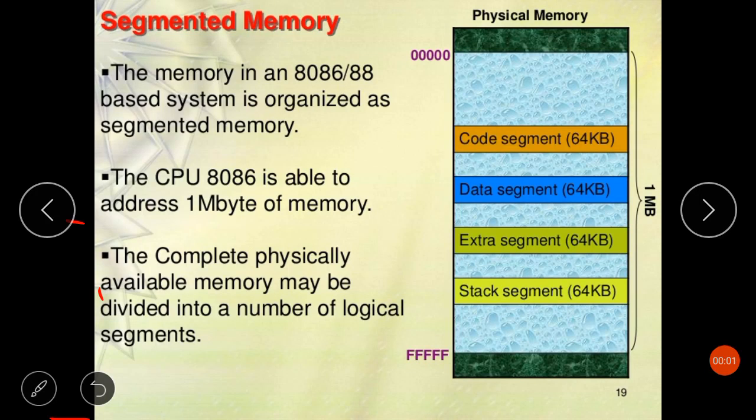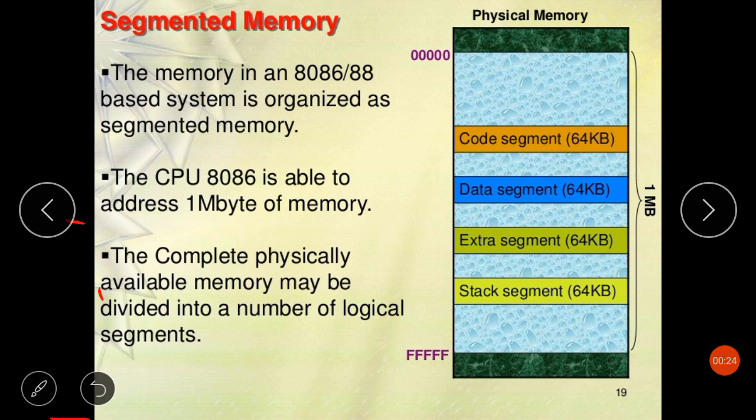Hello students. In the last lecture I was discussing the bus interface unit of the 8086 microprocessor, and I discussed the instruction queue. The next topic that I'll be discussing under the bus interface unit of the 8086 microprocessor is segment registers.